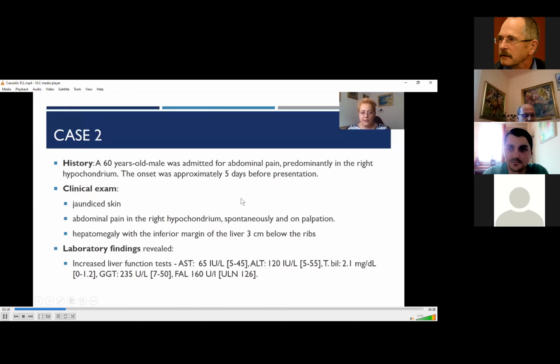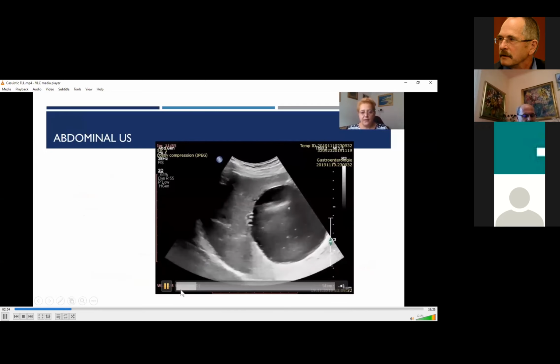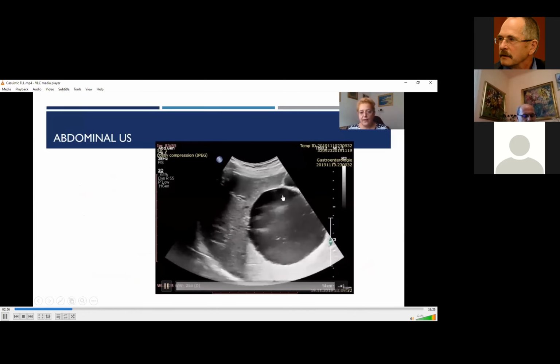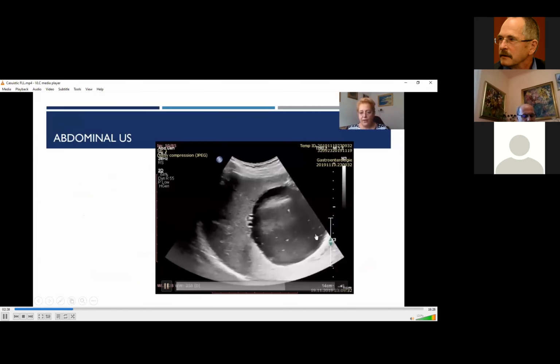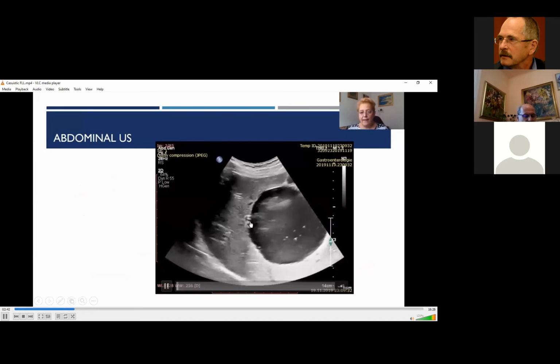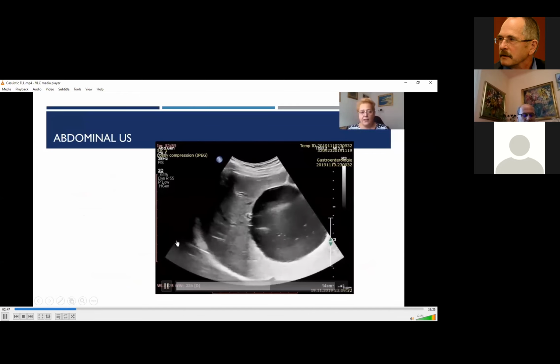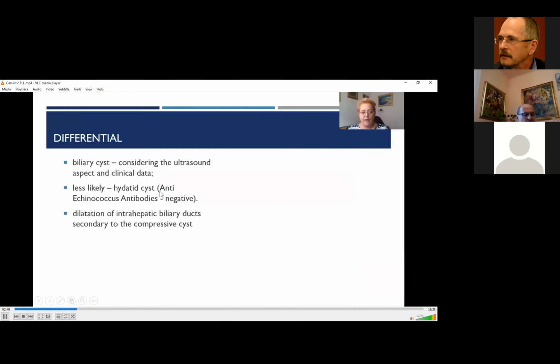Regarding the laboratory tests, increased liver function test with transaminases 1.5 times the upper limit of normal, also an increased total bilirubin, and also cholestasis. And this is what we saw in ultrasound. Again, an anechoic lesion, but not perfectly anechoic. You see here a few echoes. The wall was thin, and also we can observe dilated intrahepatic biliary ducts.